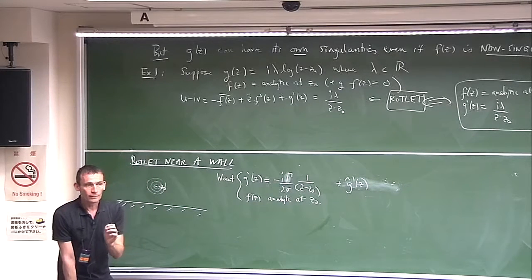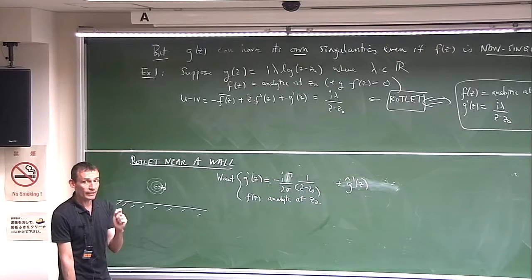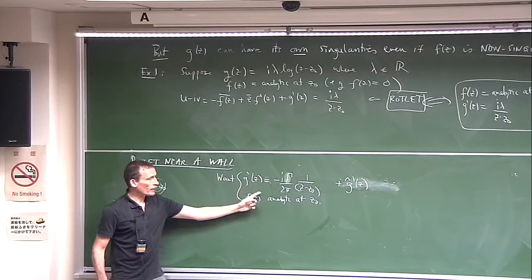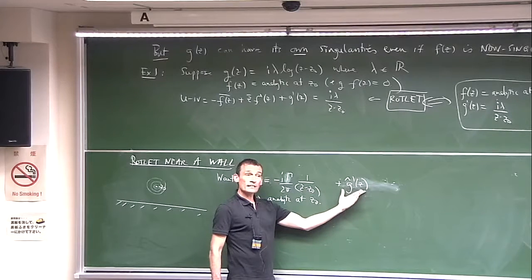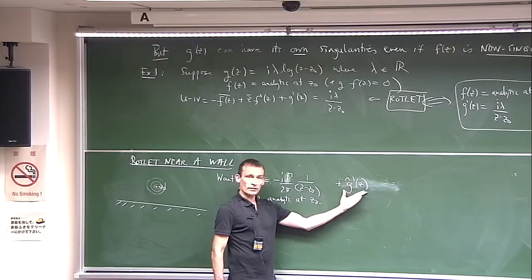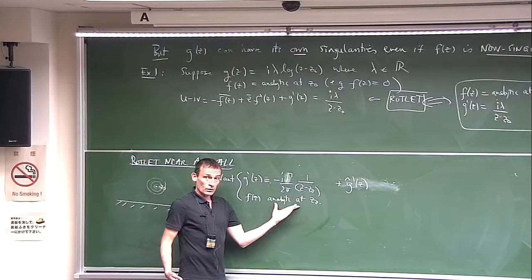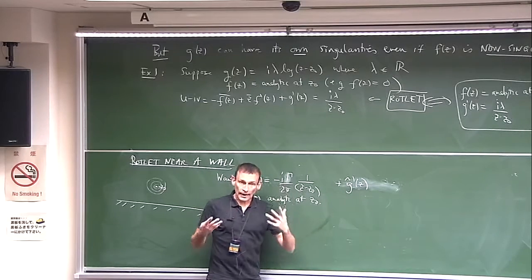What have we got to do then? Whenever you solve a Stokes flow problem, you've got to find F and G. That's the whole point. All I know is that G prime has a simple pole here, plus something else that's analytic in the upper half plane. I've got to find this. And F is not even singular at Z naught, and it's analytic in the upper half plane. So I need to find F and G hat prime that are analytic in the upper half plane.